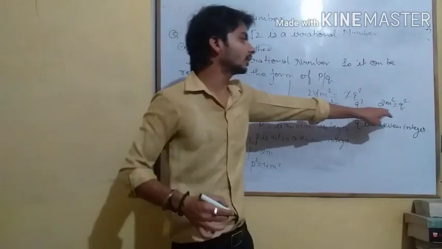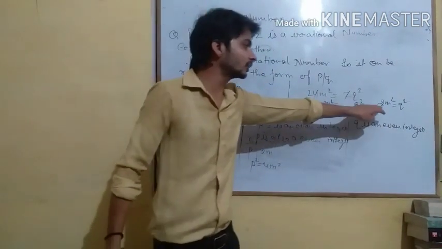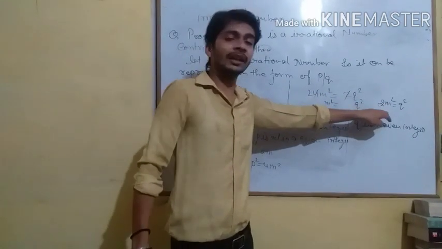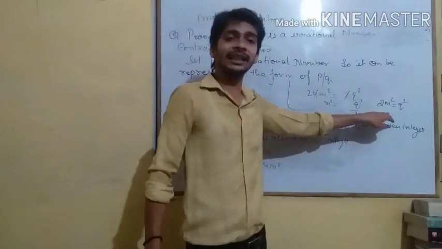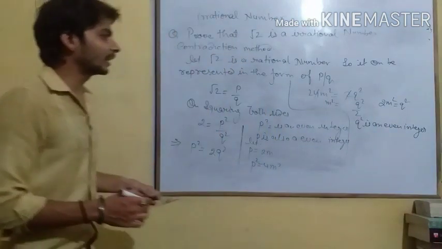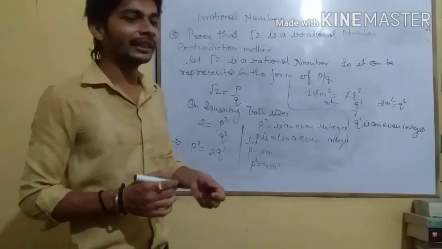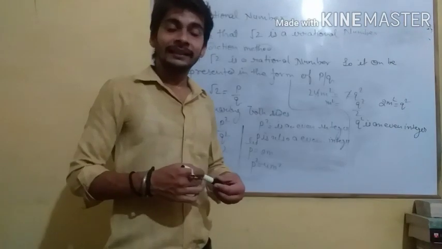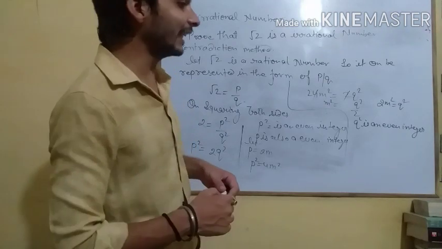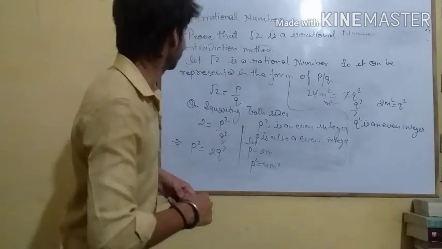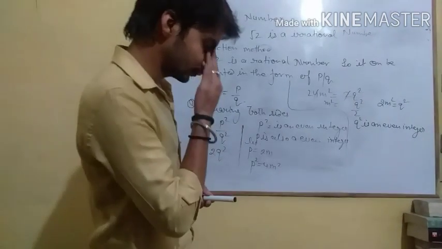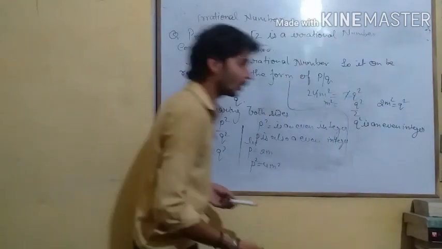Here we find that q square is also an even integer just because it is a multiple of 2. The m square is a multiple of 2. It means the 2m square is an even integer. If the 2m square is an even integer, it means the q square is also an even integer. And it shows that if the q square and the p square are even integers, then they have a common factor 2, just because of being even integers. But it was assumed that they have no common factor. So our assumption was wrong.